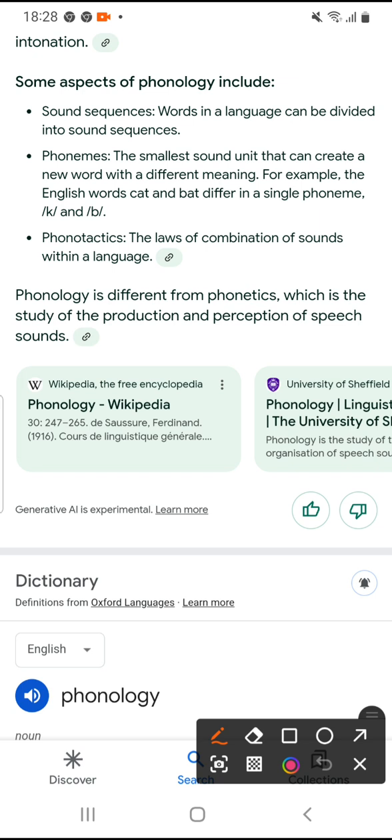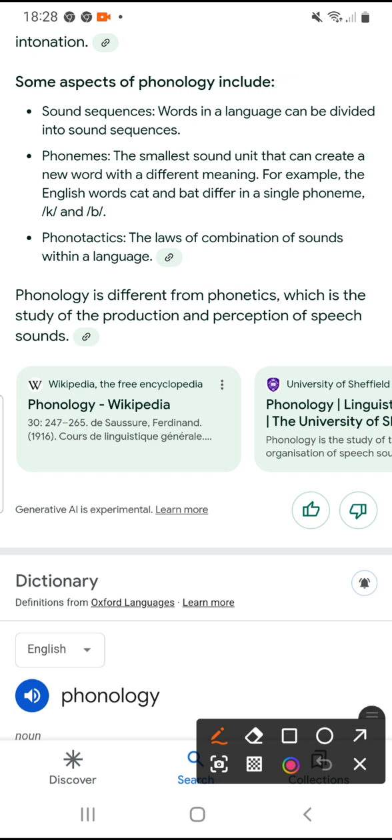Now phonemes: the smallest sound unit that can create a new word with a different meaning. For example, the English words cat and bat differ in a single phoneme, K and B. So what is the difference? Just K and B, and the different sounds K and B change the meaning of the word, right? Now phonotactics: the laws of combination of sounds within a language is called phonotactics. We will study it further, try to understand.